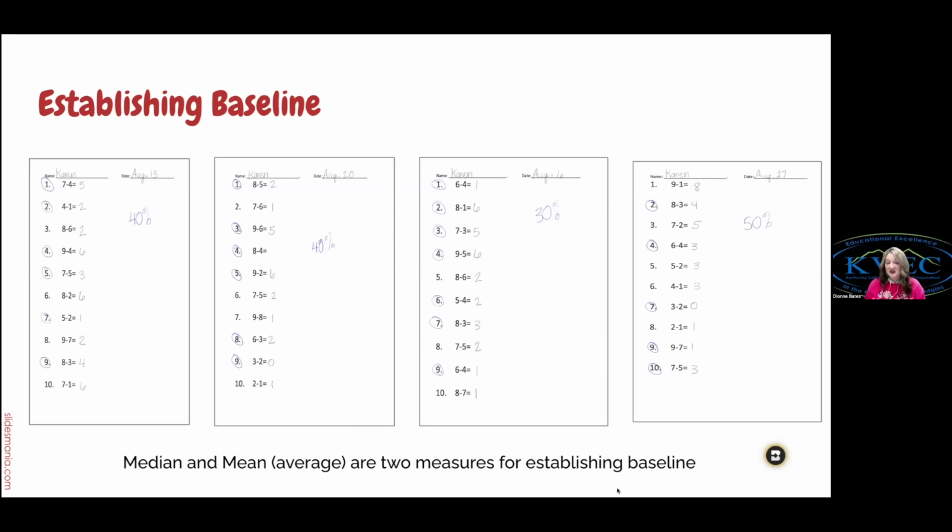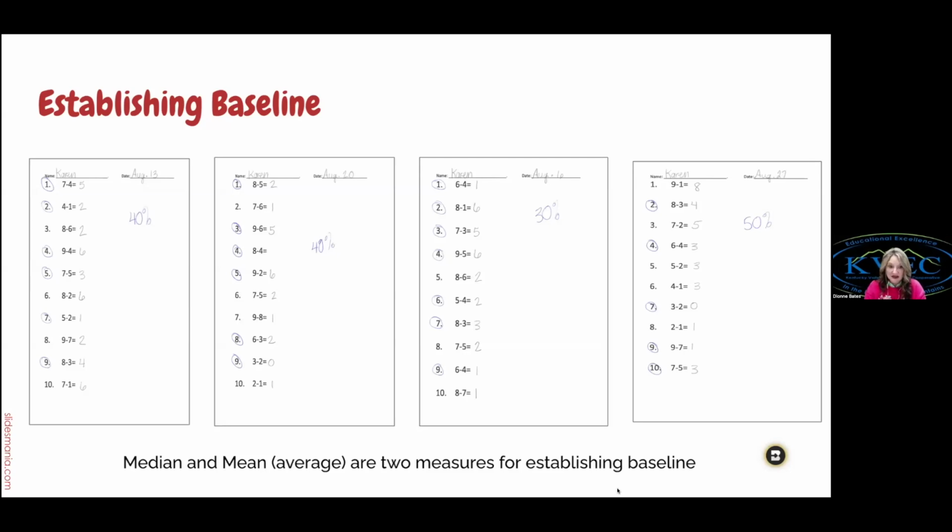All right, let's talk about it just a little bit more. So when we establish baseline, there are 2 measures that we can use. One is the median, and the other one is the mean, or the average. And we generally calculate the average. That's a relatively quick and easy way for us to calculate that baseline. So on the screen, you'll see that Karen, on her first assessment, scored a 40%. On the second probe she scored 40%. The third one was 30, and the fourth one was 50.